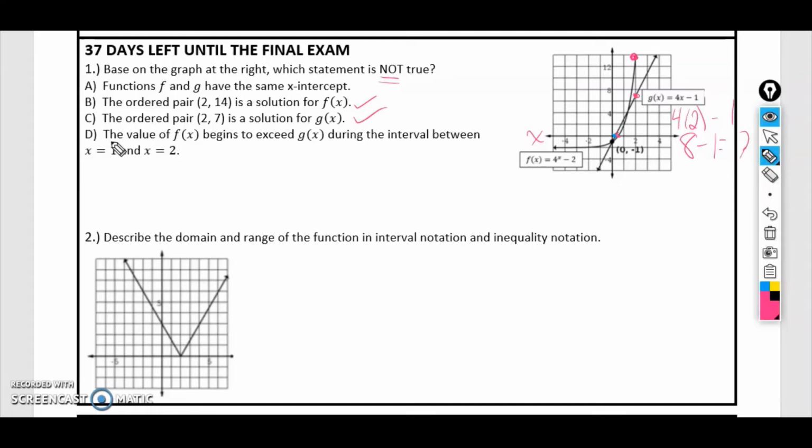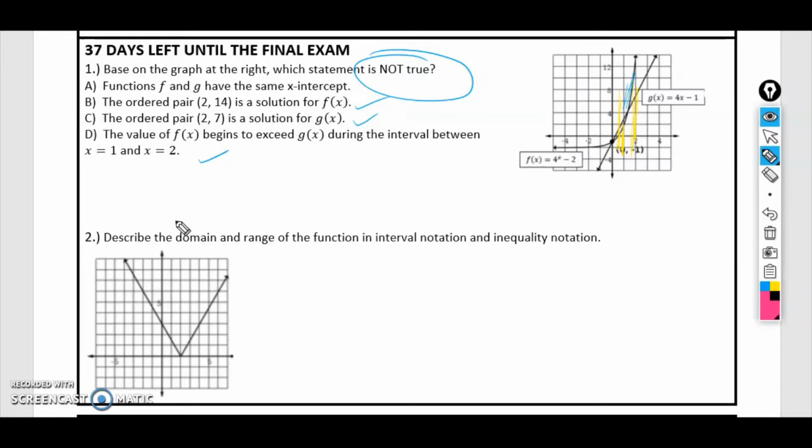The value f of x begins to exceed g of x during the interval between x equals 1 and x equals 2. So between 1 and 2, in between this part, f of x should be above g of x. So let's see. In between here, f of x is this one. Well, it starts going above the other line right here, and that is between 1 and 2. So that one works as well. That should tell you which one is not true. These are all right.